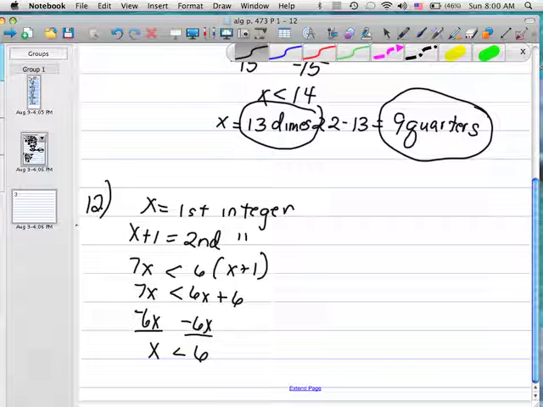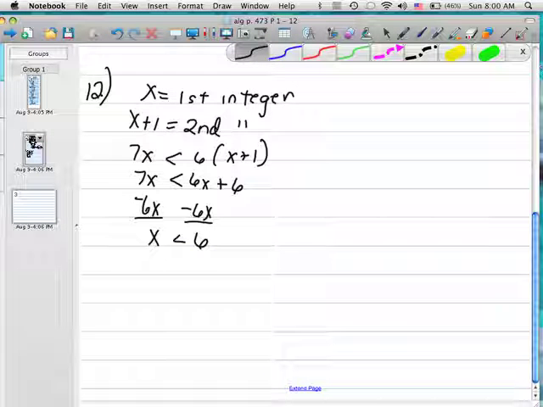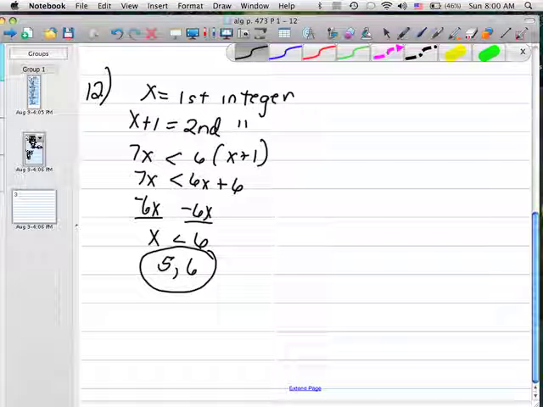So what are the greatest such integers? Well, the first number underneath 6 is 5, so that would be 5 and then add 1, 6. 5 and 6 would work.